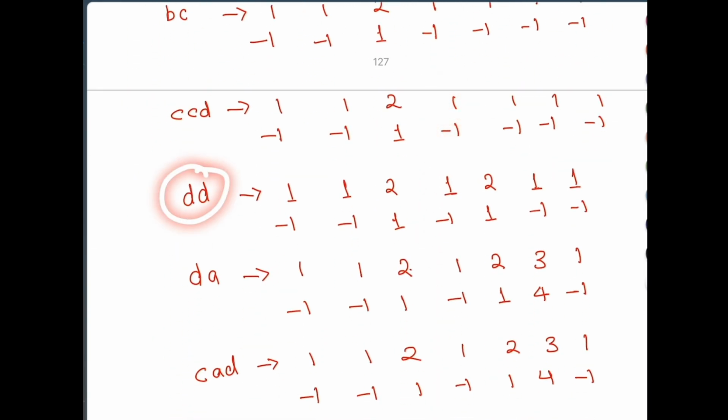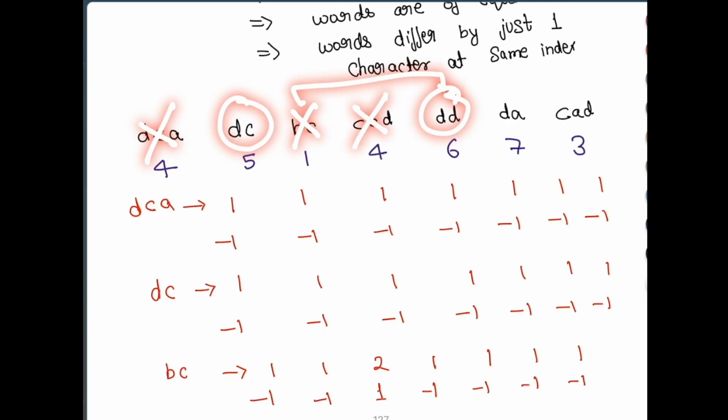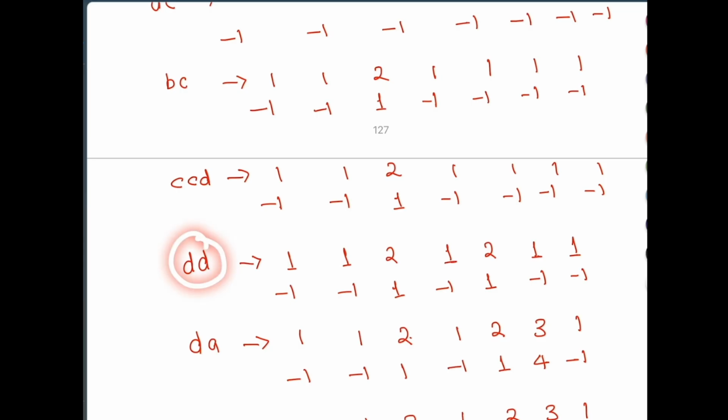Now for DD, you will notice that if you are forming an array which is ending at DD, then before DD you cannot include DCA, but you can include DC. You cannot include BC. Why? Because they differ by 2 characters, and you cannot include this because DD and CCD are of different length. So now if you are creating an array which is ending at DD, you can include DC as well, right? So in case of DD, which is at index number 4, the value is going to be 2, which is representing the maximum length array you can create.